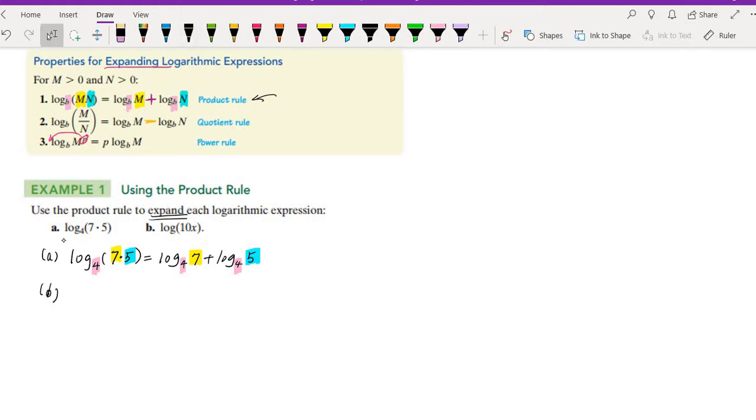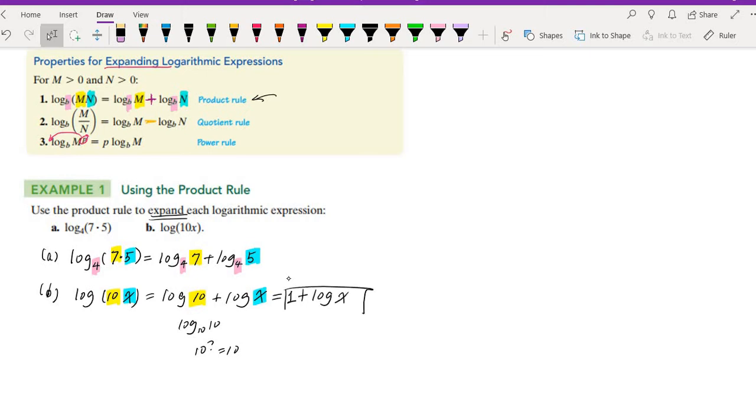Alright, let's look at the second one. For part B, we have a log. This is a common log, right? Because if we write this form, the common log of 10x. Again, it's expanded, so we're going to have log 10 plus log x. The base is 10, so that's why we write this as common log. And then you have to realize log 10, can we simplify it? 10 to the what power gives you 10? It's just going to be 1. So log 10 is 1 plus log x. That is my final answer.